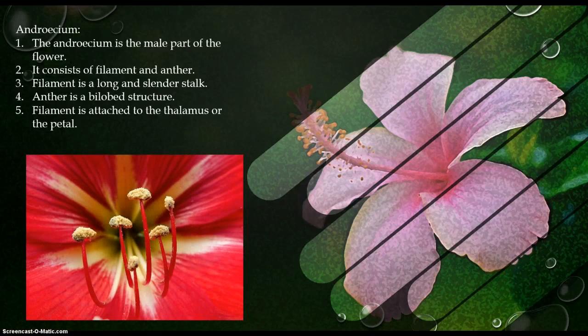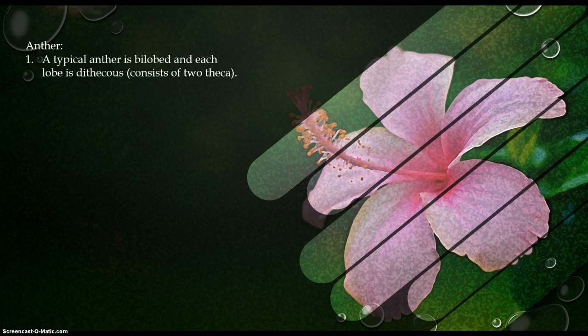You can see in this diagram the red colored sections are the filaments, whereas the bubble-like sections present at the top of it are nothing but the anther. Let us first see about the anther, because we have discussed filament previously. What is filament? It is a stalk-like arrangement which is attached either to the thalamus or to the petals of the flower. What is anther?